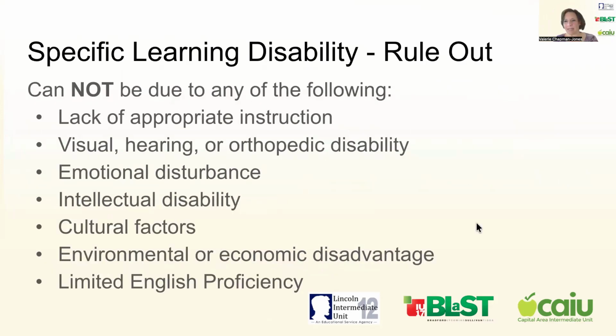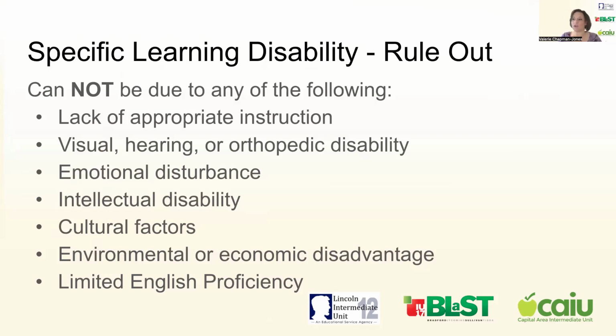Specific learning disability is a little bit different than some of our other disability categories because it's a rule out. The school psychologist who's doing the assessment has to make sure these conditions are ruled out before determining if a student has a learning disability. So these are the reasons that a learning disability might be ruled out for a student. It can't be due to lack of appropriate instruction. It cannot be due to visual, hearing, or orthopedic disability, and we will talk about those a little bit later.